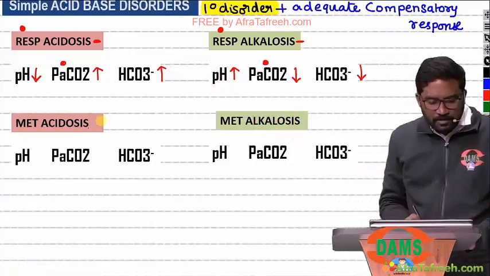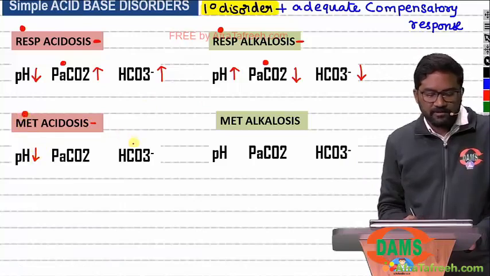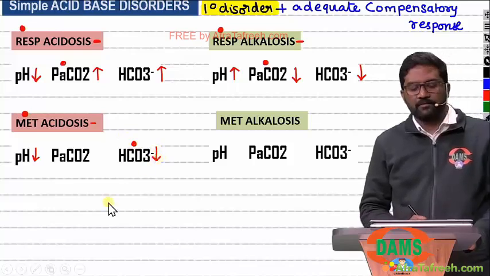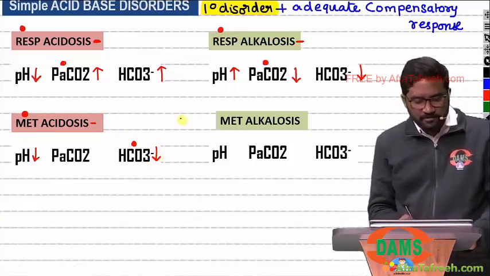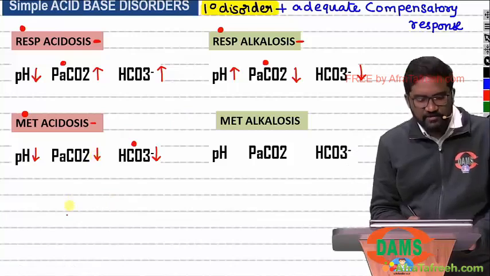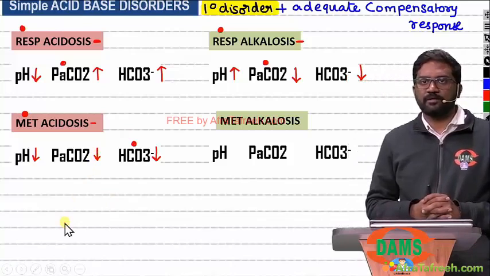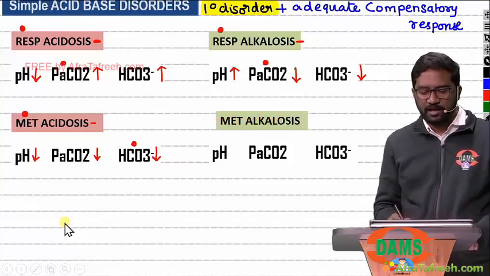Then to call it acidosis here, what should happen to pH? Reduce. To call it a primary metabolic event, where should the change happen? Bicarbonate. What is metabolic acidosis? Bicarbonate decline. For metabolic acidosis, what is compensation? Respiratory alkalosis. The best example: diabetic ketoacidosis is metabolic acidosis, and Kussmaul's breathing is the respiratory alkalosis.